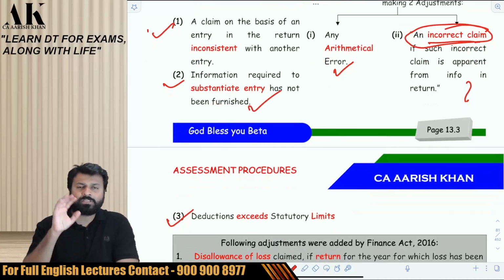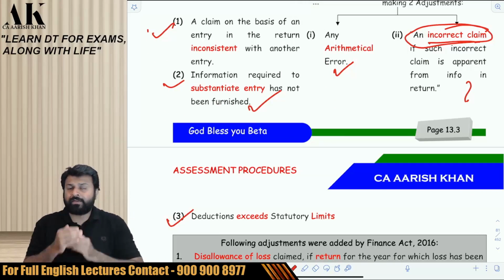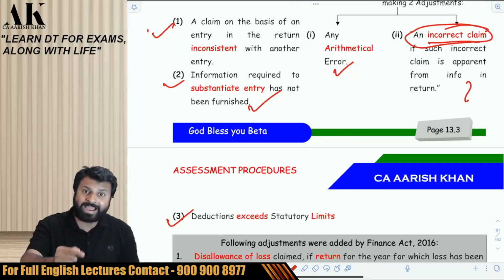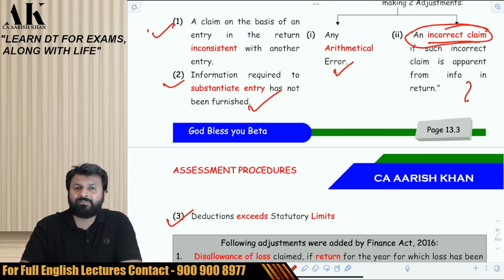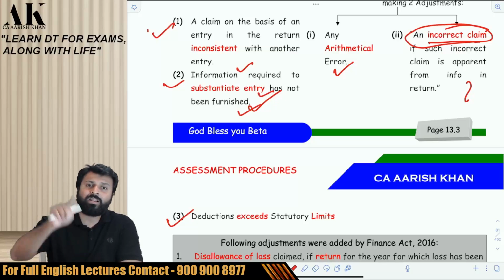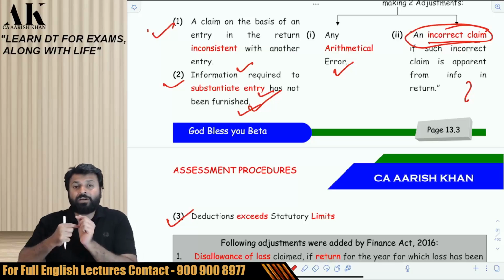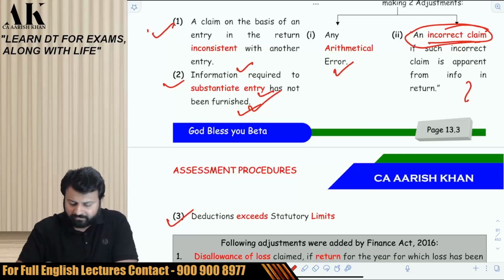Next one. Suppose there is some information which is required to substantiate your claim. Suppose you have claimed a deduction under 80G, and you know that for claiming deduction under 80G, you need to put the PAN number of the donee. If you do not put the PAN number of the donee, then the system will pick up that error and send you a notice. So that is the information which is required to substantiate your entry. The entry is your deduction under 80G, and to substantiate that entry, you need to put the PAN of the donee, which you are not putting. So the software will pick up that mistake.